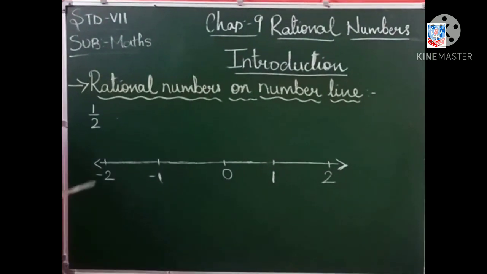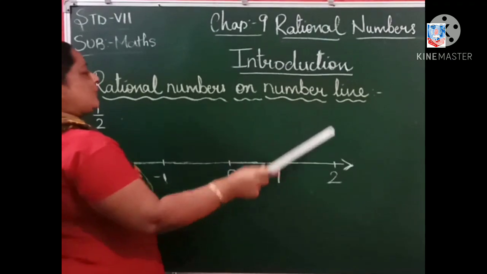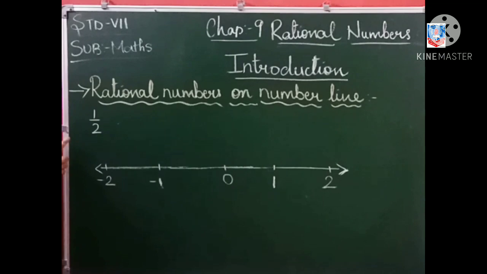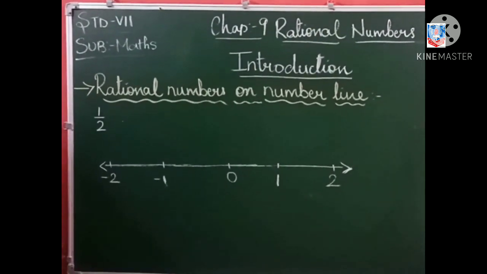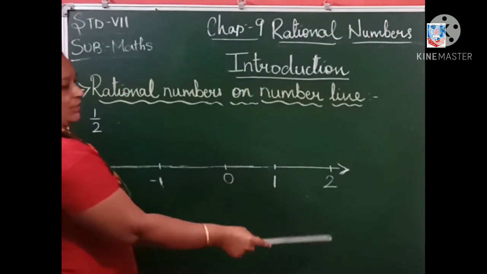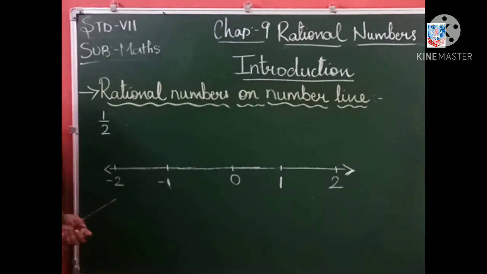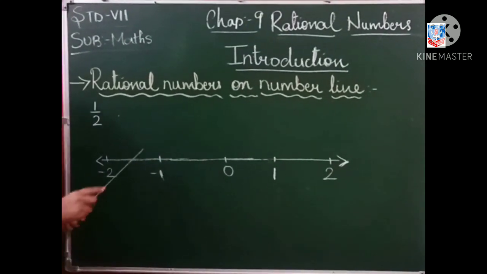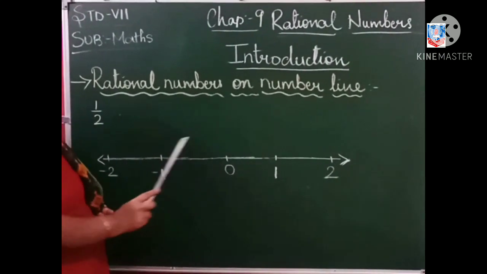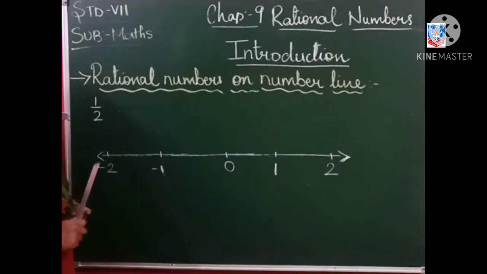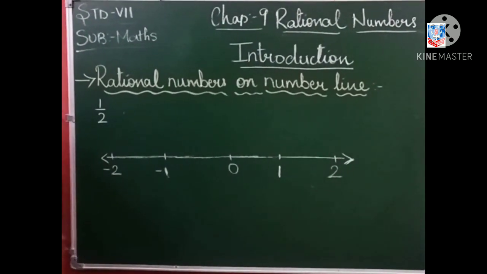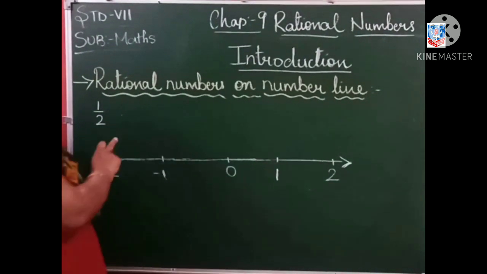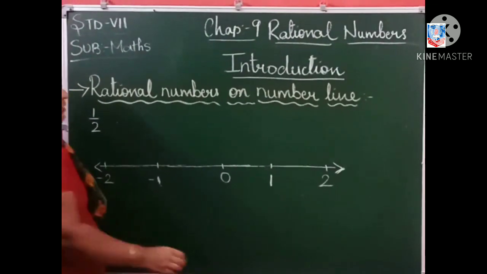Our next topic is rational numbers on the number line. For example, how will we show 1 by 2 on a number line? We all know on the right side of 0 are positive numbers and on the left side of 0 are negative numbers. Positive numbers and negative numbers are at equal distance from 0. Now see here how we will show 1 by 2. Now you don't know where we have to show this. So what we will do?